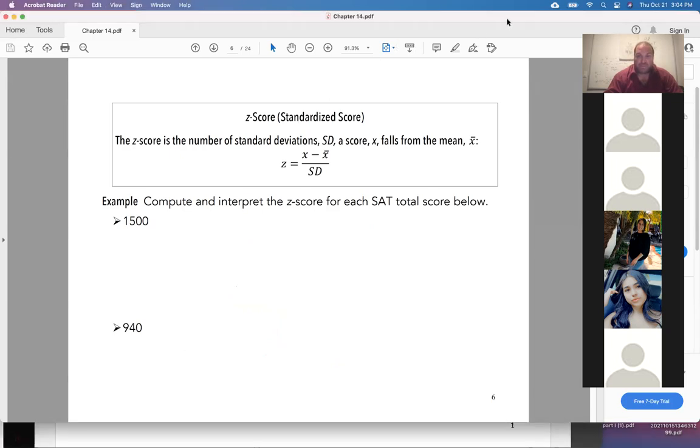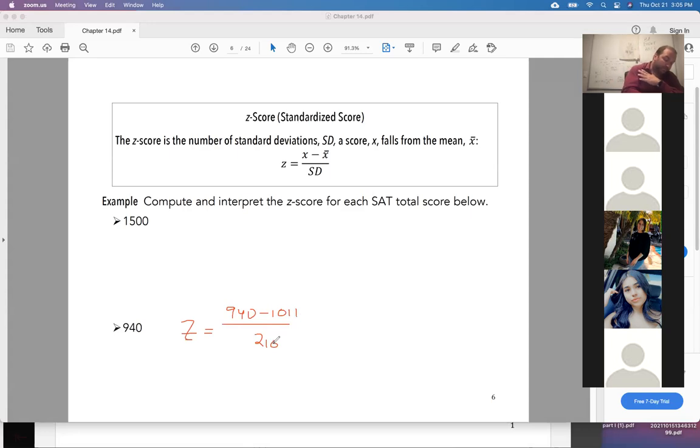But what do I get to get a 940? What's your z-score if you got a 940? Is that a good score, 940? What's your z-score? I got a negative number. Yes, because you're below the mean. 940 minus 1011 divided by 216 gives you what? Negative 0.33. Negative 0.33, which means you fall 0.33, or about 1/3 of a deviation, below the mean.